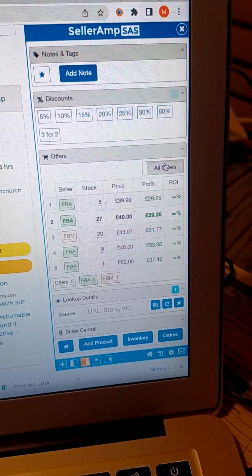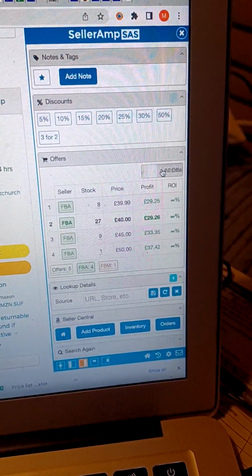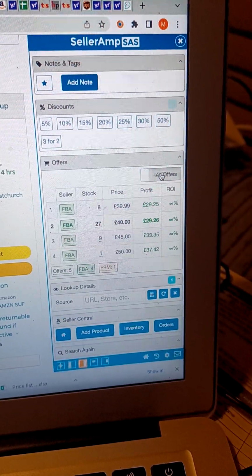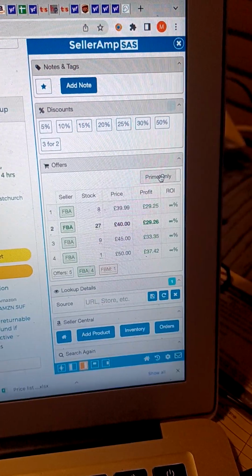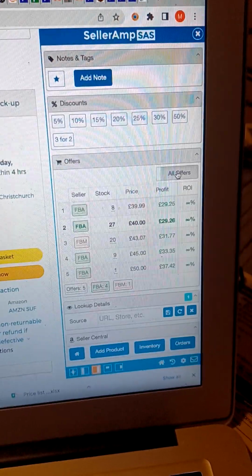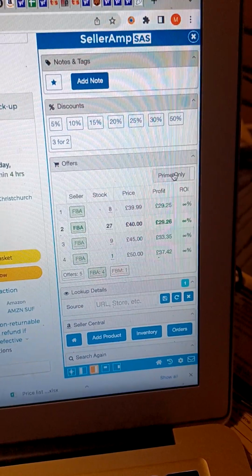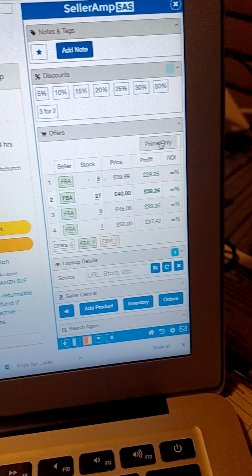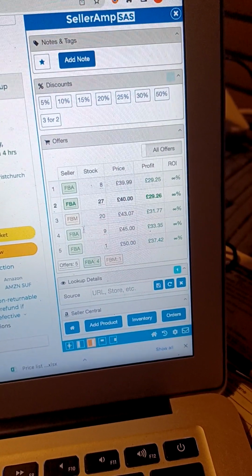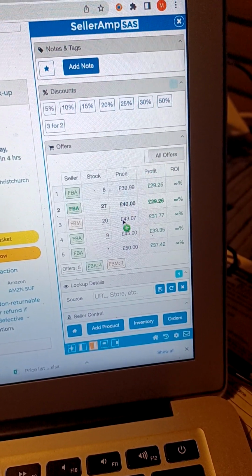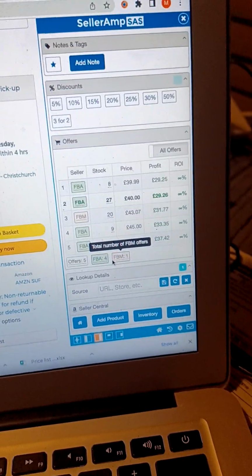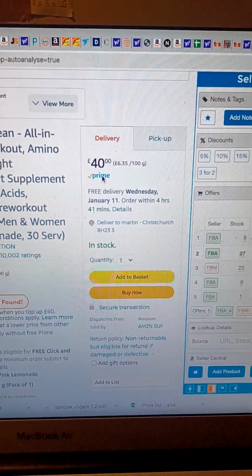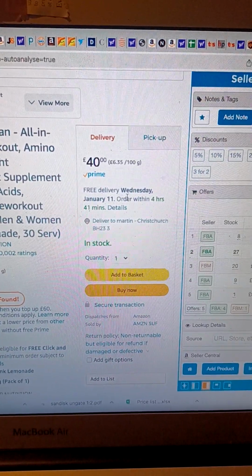And this little toggle up here, if you scan your eyes left and right, you can see it removes the FBM seller, the yellow FBM. So when I click all offers, FBM is there. When I click Prime only, you only get Prime. And there's a reason why this is built into the software, because you can pretty much ignore FBM sellers, because Amazon builds their business off Prime shipping.